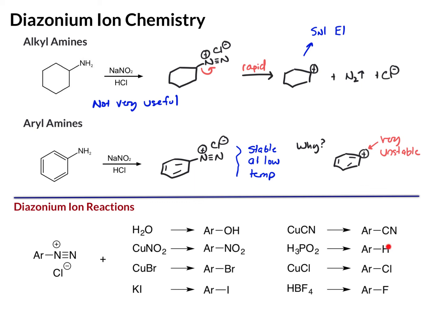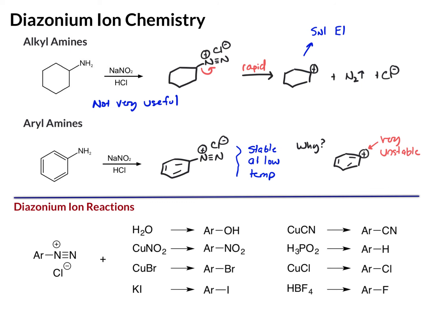H3PO2 will convert it to a hydrogen, and we're going to see why that's useful. You may not think initially that's very useful to just convert this back into a hydrogen, but when we do synthesis, we're going to take advantage of this reaction right here. Copper chloride will convert it to an aryl chloride, and HBF4 will convert it to a fluoride.